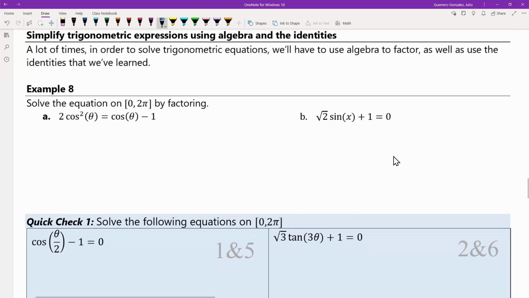Solving trigonometric expressions using algebra and the identities. For now, I'm not going to make these too much more difficult. We are going to be using identities, but I'm going to keep them simple for right now.